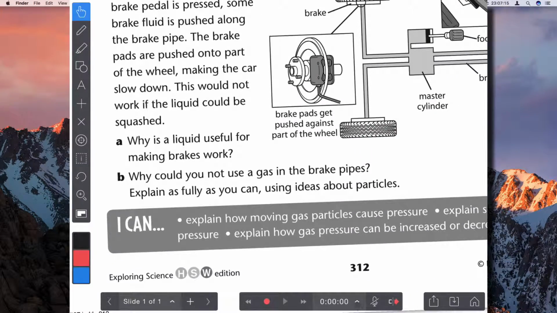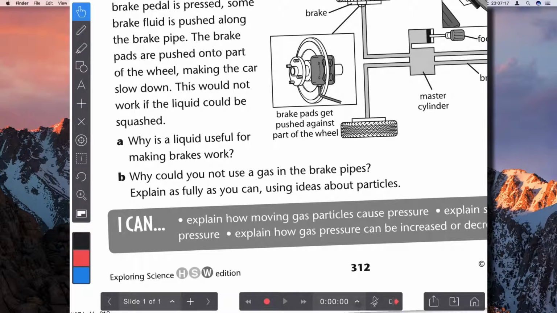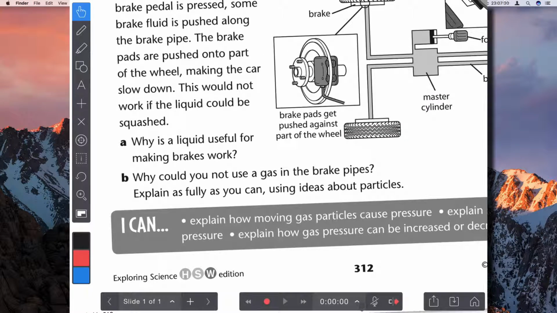Why could you not use a gas in the brake pipes? Well, because you can compress a gas. If you can compress it, it does not transmit the pressure as well as something you could not compress. You cannot compress a liquid. That's why it's able to transmit the pressure. Explain as fully as you can using ideas about particles.